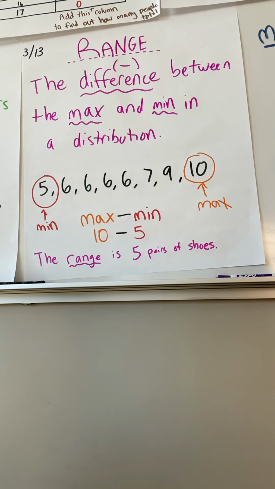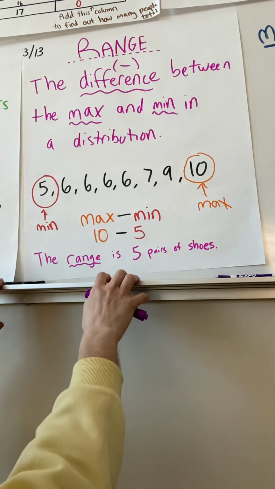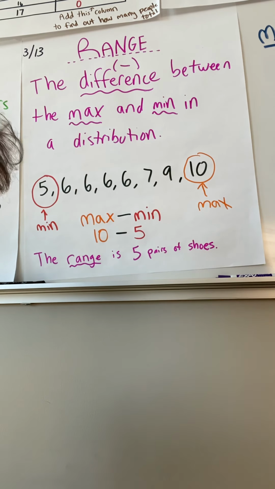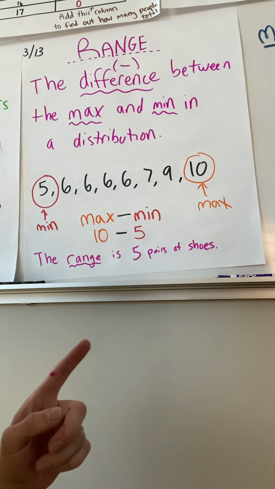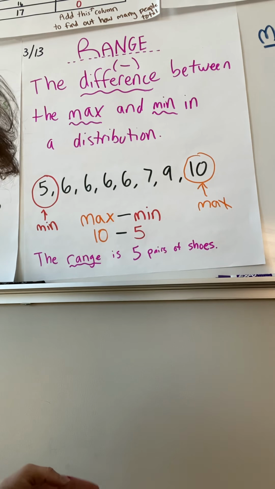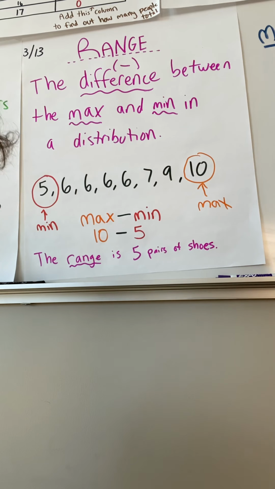That tells us a lot about how our data is spread out across the distribution. If everybody had 6 pairs of shoes, our range would be 0, which would tell us there's not a lot of potential for differences, right? If our range is 0, there's only one possible option for the data. But because it's a larger amount, of 5 pairs of shoes, that gives us a lot more wiggle room for potentially how many pairs of shoes people had.